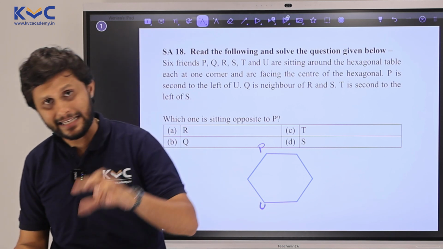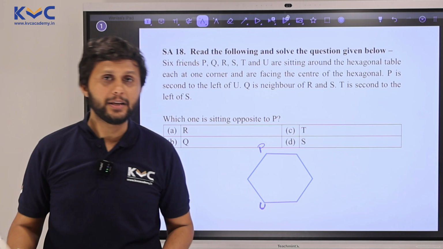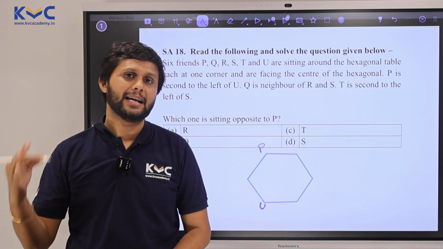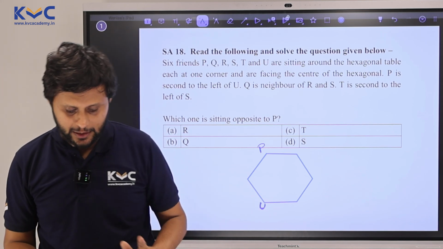Because when you are facing inside, your left will be your clockwise direction. In fact, I think I said anti-clockwise earlier. Left is your clockwise, right is your anti-clockwise. Fine. So P is second to the left of U is done.